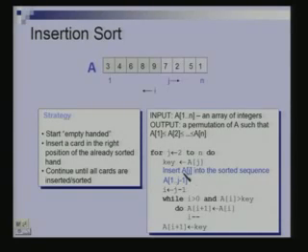And now this is what I have to do. I have to insert the key into the sorted sequence, which is A1 through AJ minus 1. A1 through AJ minus 1 is the sorted sequence. And I am going to use the index I to help me do this. What is index I going to do? Index I is going to run down from j minus 1 down to 1.